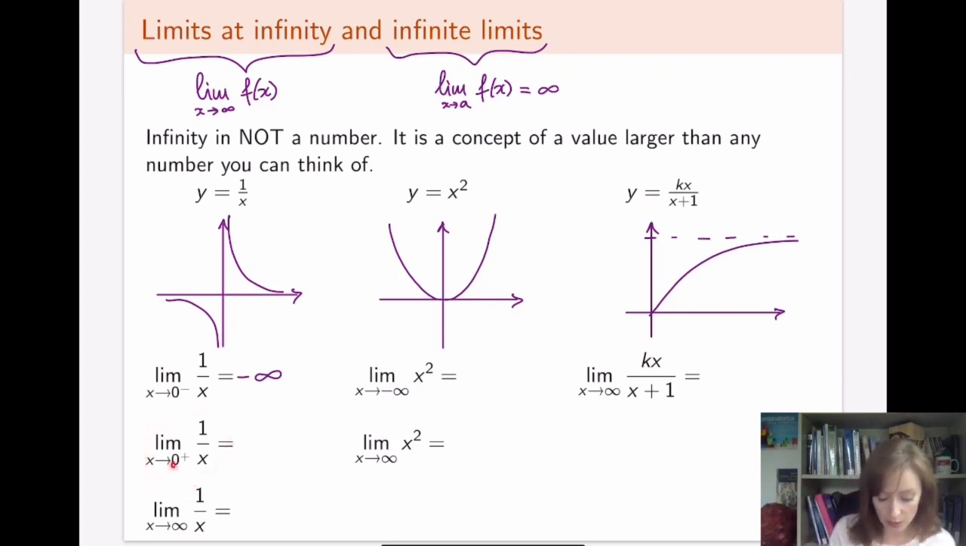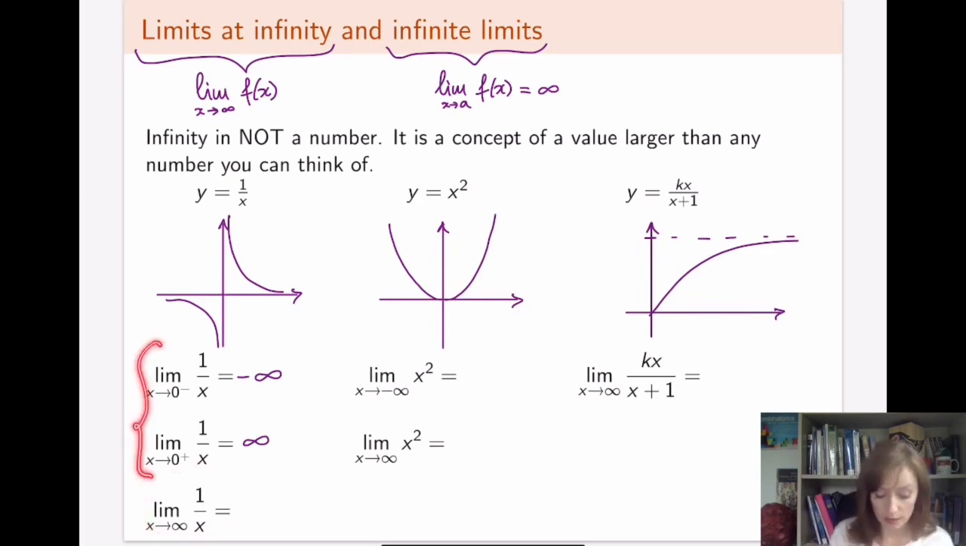On the flip side, if we take a look as x approaches 0 from the right, so now we're looking at how it comes up to here, we can see that I can get closer and closer to 0, but the closer I get to 0, the higher my graph goes. So this limit is equal to infinity. And this is the infinite limit, as opposed to a limit at infinity.